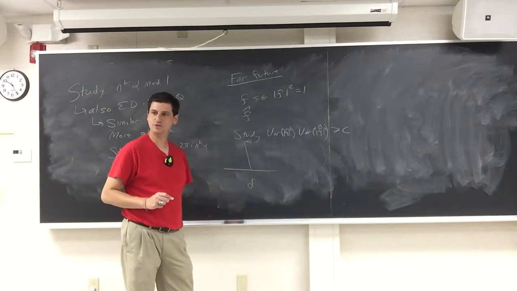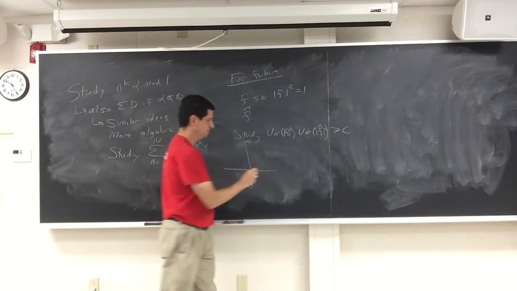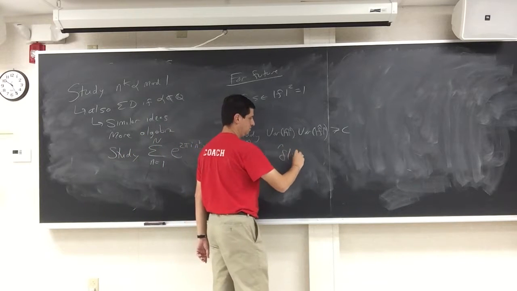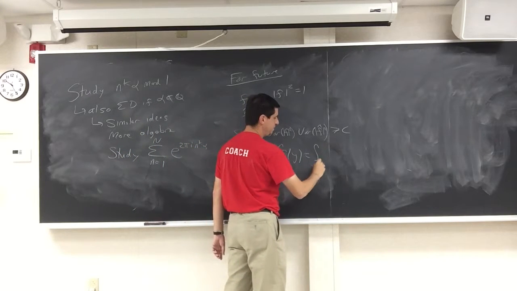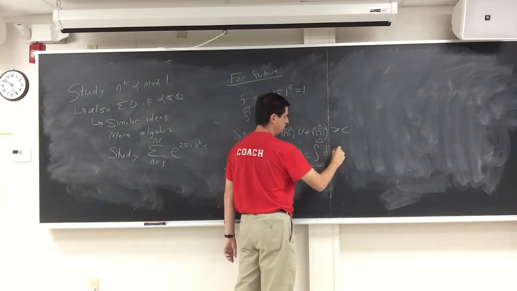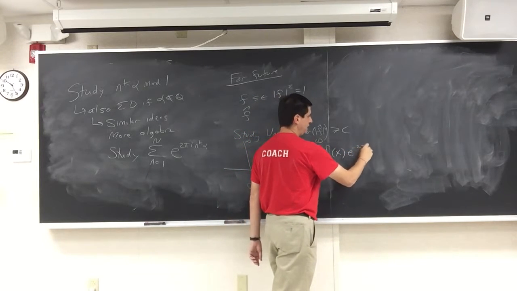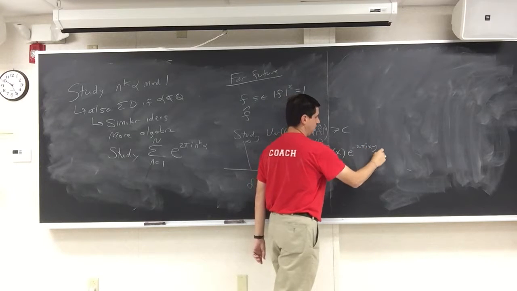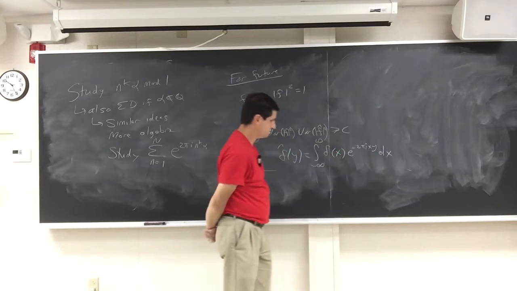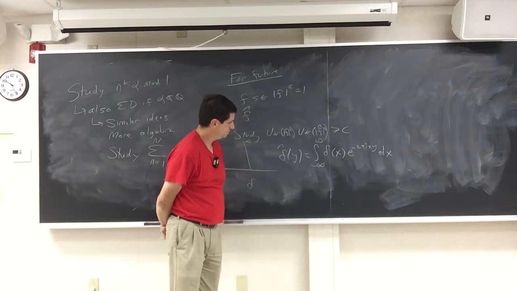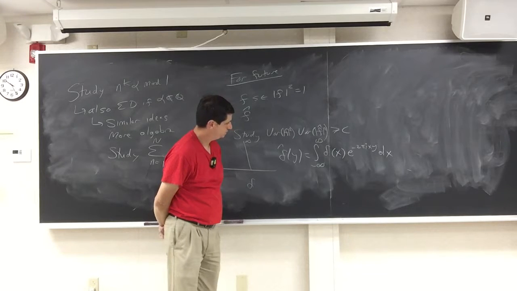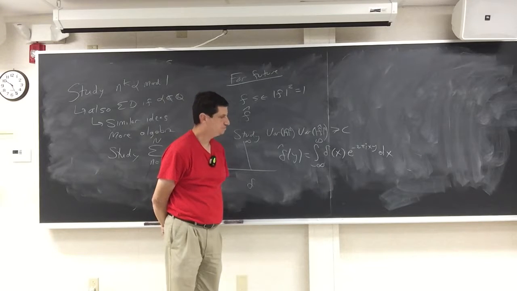Let's calculate the Fourier transform of the delta spike. So it'll be the integral from minus infinity to infinity of delta of x e to the negative 2 pi i x y dx. What does this equal?